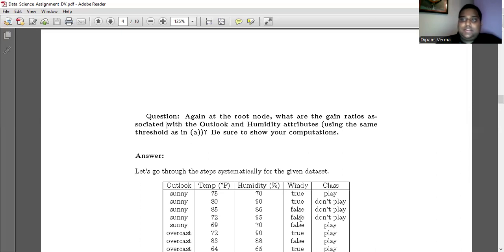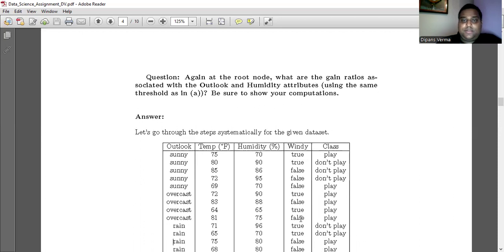We can go ahead. So now what is the next question? Again, at the root node, what are the gain ratios associated with the outlook and humidity attributes using the same threshold as in the previous question? Show your computation. Okay. So in this question again, we have to find out the gain ratio, for outlook and humidity.